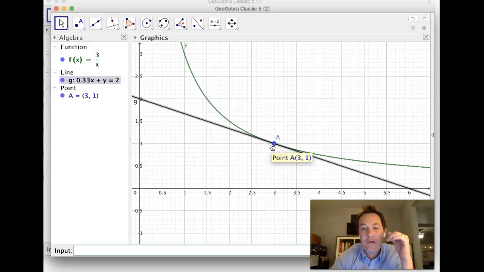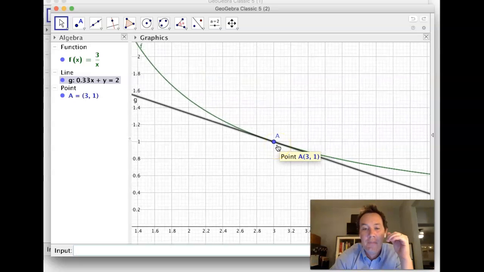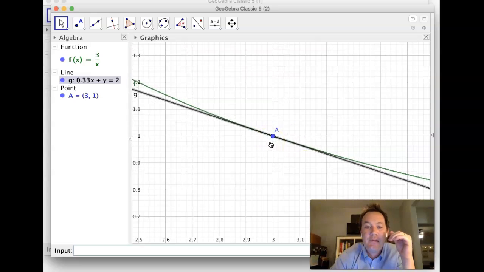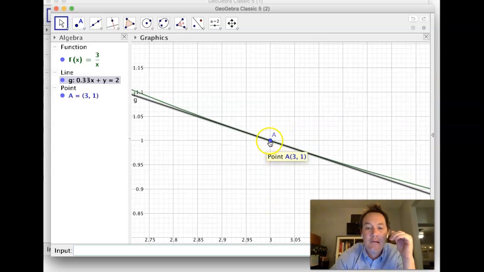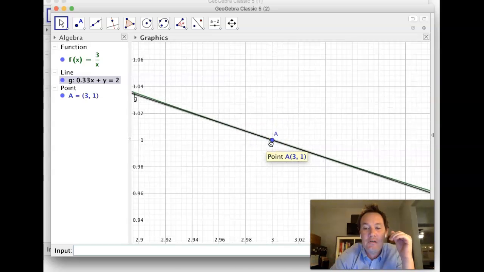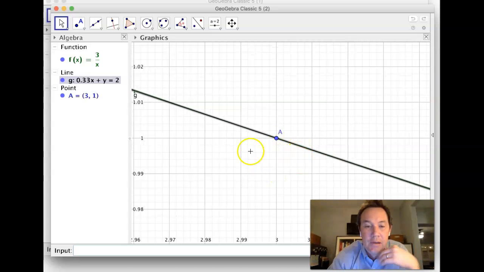Let's check out the local linearity there. I'm zooming in. You can see that they're getting closer together. And then I can achieve local linearity at that point for my y equals 3 over x graph.